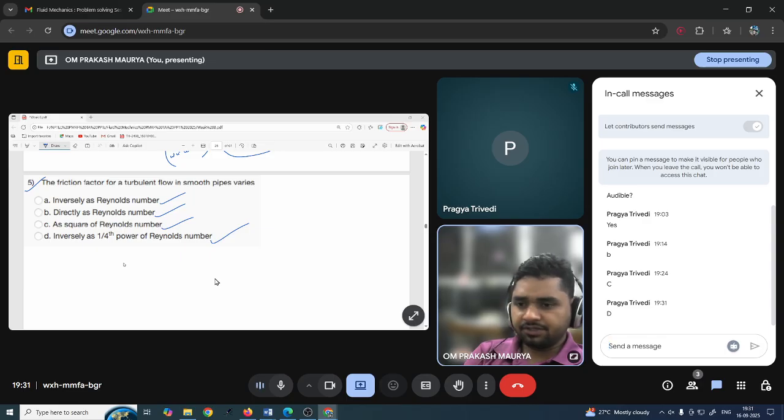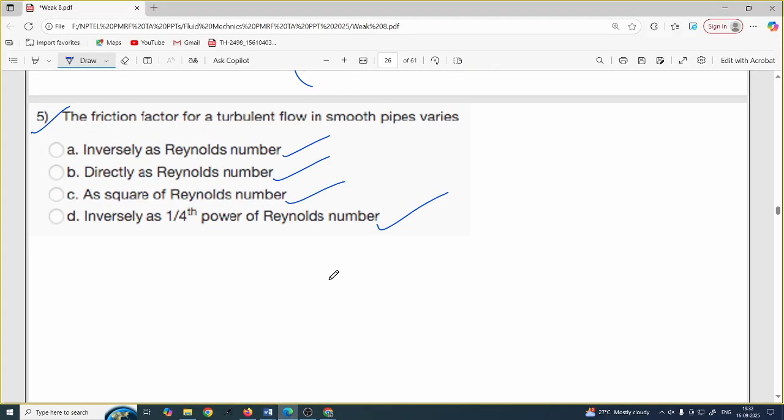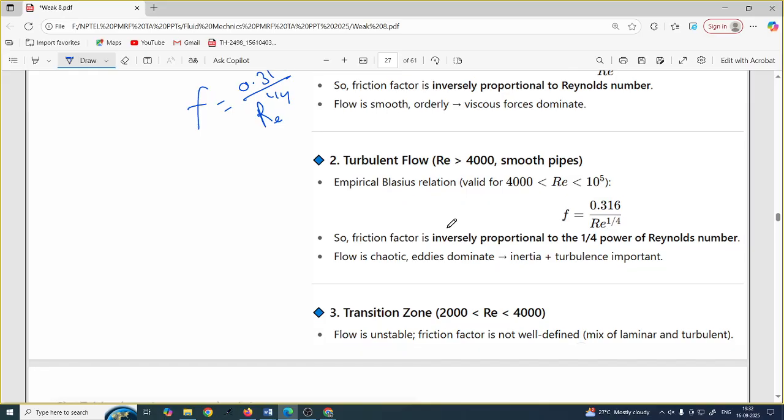Okay, you are telling that T varies inversely as the 1 by 4th power of Reynolds number. Okay, fine. Yes, it is inversely of the 1 by 4th of the Reynolds number. That's very fine. 0.316 Re to the power 1 by 4. Yes, okay, fine. Correct.